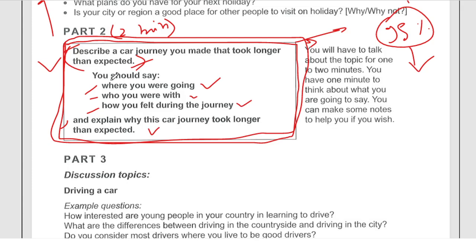First of all, they are saying you should say. They're not saying you must say. It means you are not required to cover all of these questions. And most surprisingly, out of the 4 questions, 2 or 3 will be covered automatically if you read them, such as where you are going. Whenever you talk about a journey, obviously you will say where you are going and who you are with. If you are alone, you'll say you are alone; if you are going with someone, you will talk about that. So you can see 2 or 3 questions will be covered automatically.